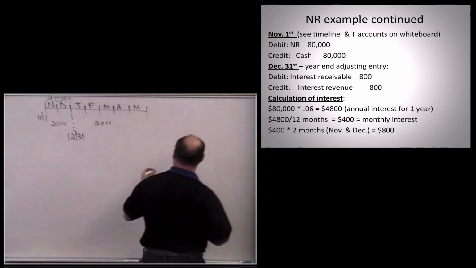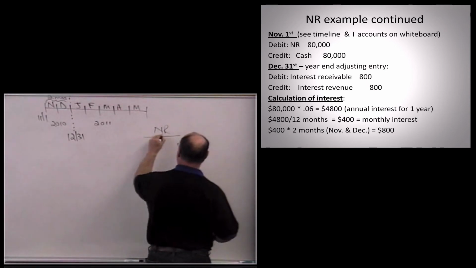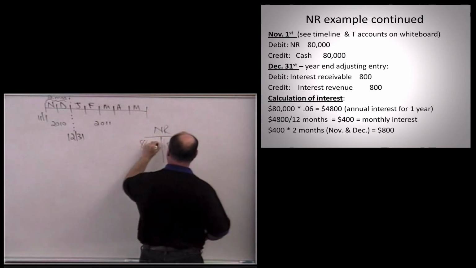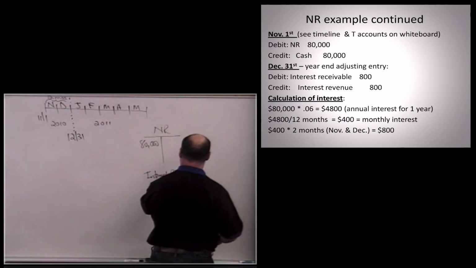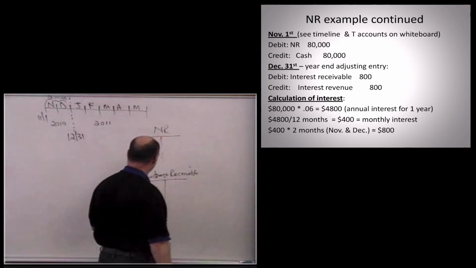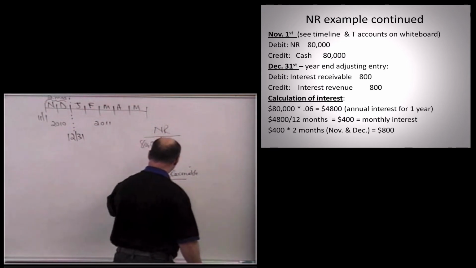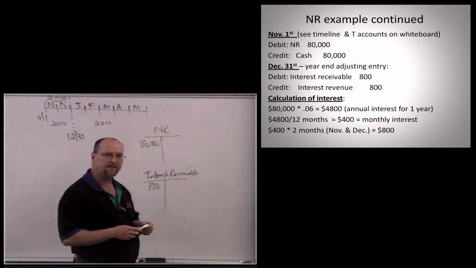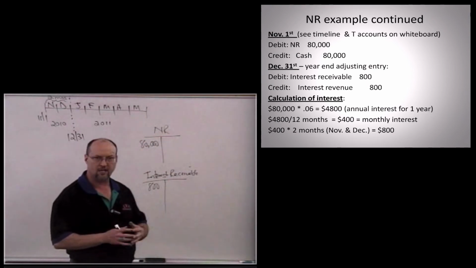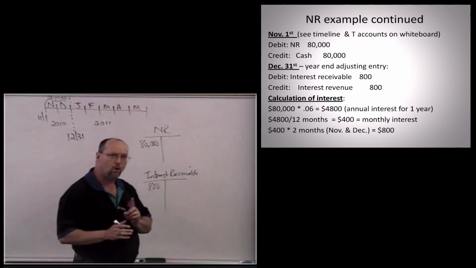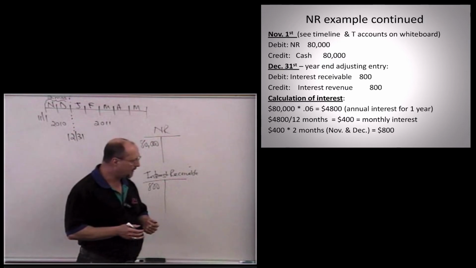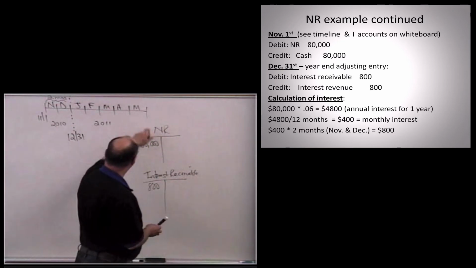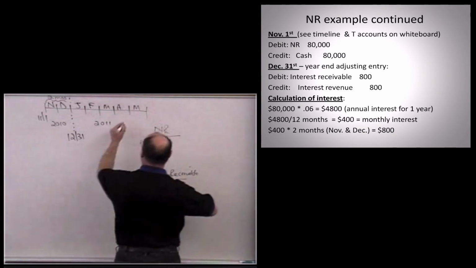So in our general ledger, I have a note receivable, NR, for $80,000, and I have interest receivable. I'm not going to abbreviate IR since that could also be interest revenue, and we have $800. Now, if you prepared monthly financial statements, you could make a month-end adjusting entry for each month, but here in our example, we're only going to do one year-end adjusting entry. Okay? All right, so now it's May 1st, right here.